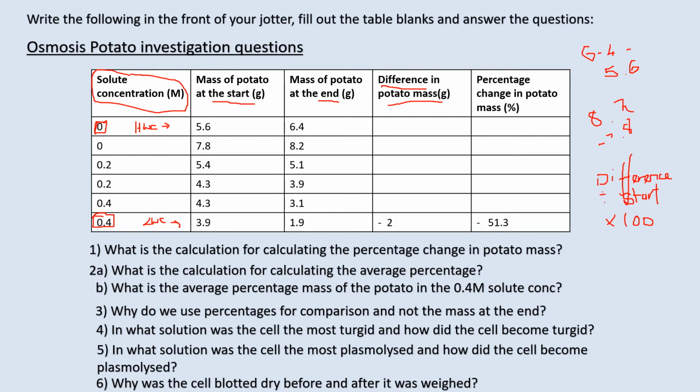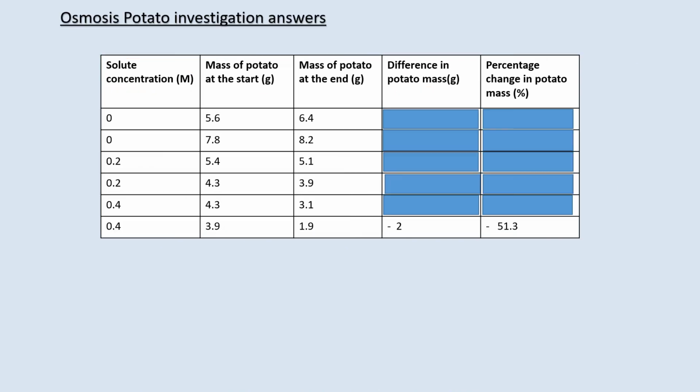What I'm going to do now is move to the answer slide. If we're working out our difference in mass, like we've seen in the other slide, we do our end mass, 6.4, take away our starting mass, 5.6, and then we need to work out whether that is going up or decreasing in mass. 5.6 is a smaller number than 6.4, so obviously the potato has gained mass. So your difference in mass is going to be a plus value. You need to remember to write the plus, so plus 0.8.